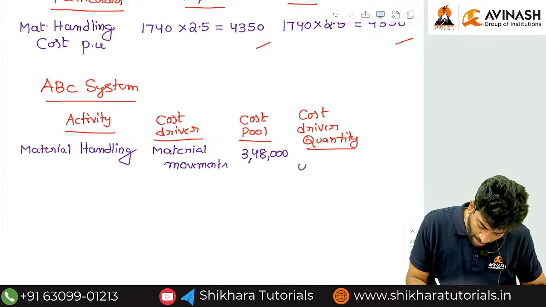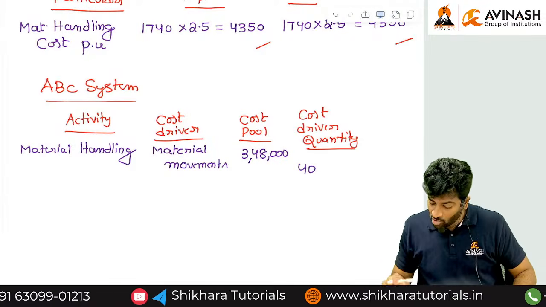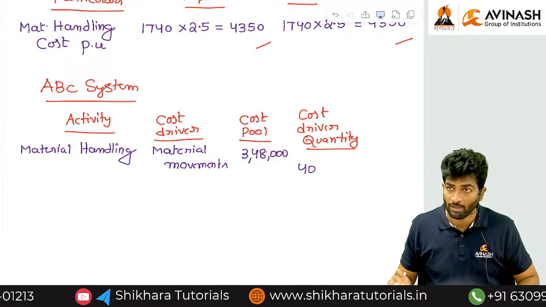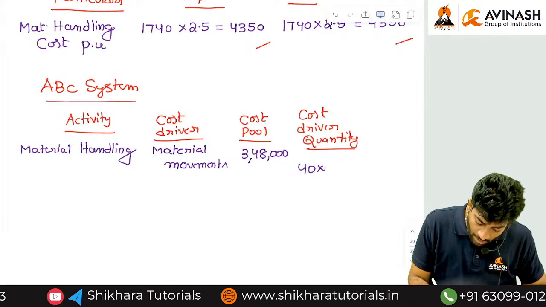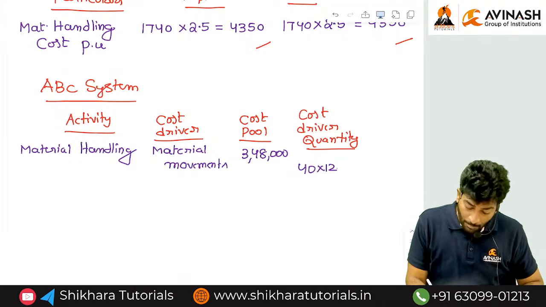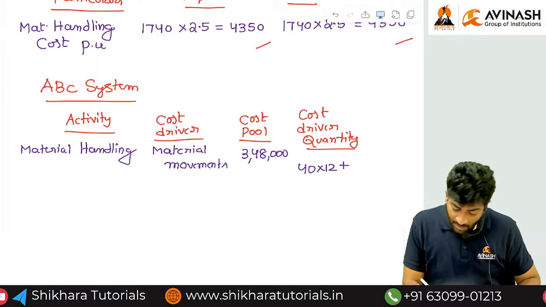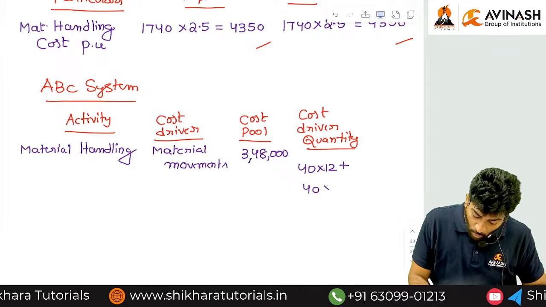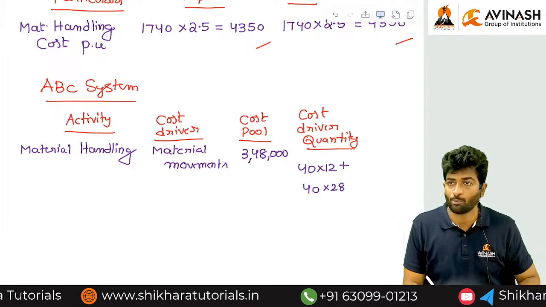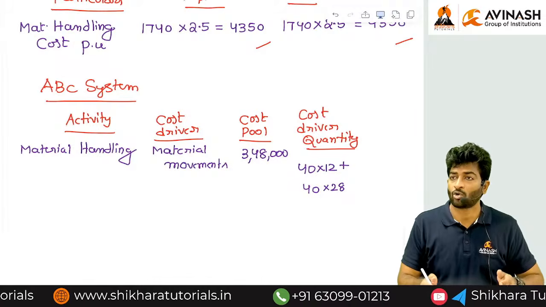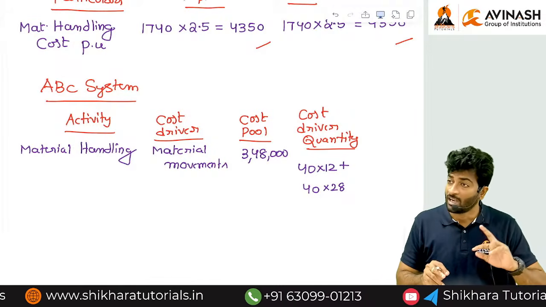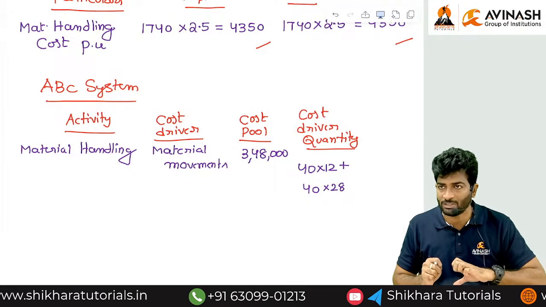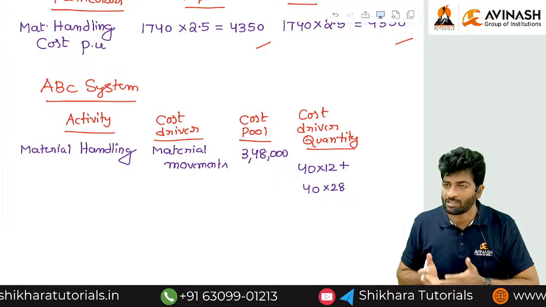For 40 units of alpha, in that alpha column it is given that material moves for 1 unit is 12. Means for 40 units, 40 into 12 is the total movements, plus beta, again 40 units, but beta has 28 movements for 1 unit. So these are the total movements for your entire production, and that is the total material handling cost for your entire production. The total should be divided by the total movements. Is it clear?